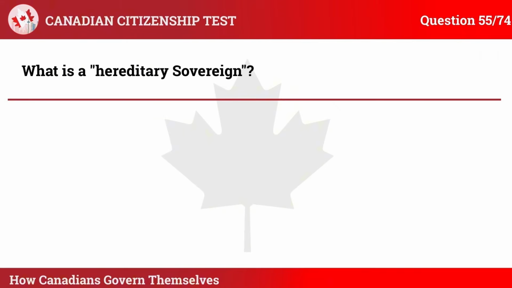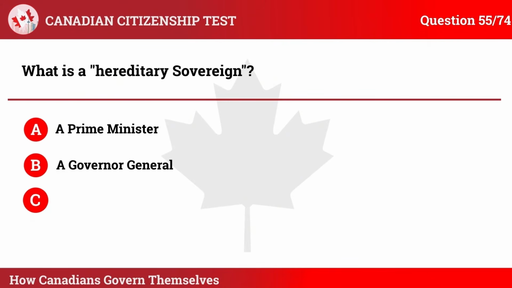Question 55. What is a hereditary sovereign? A. A Prime Minister. B. A Governor-General. C. A Queen or King. D. A President.